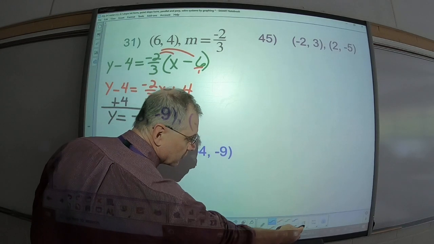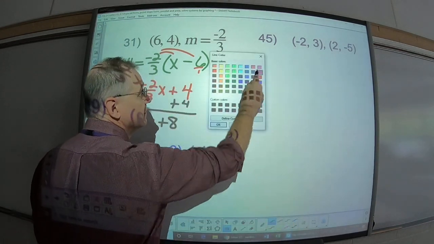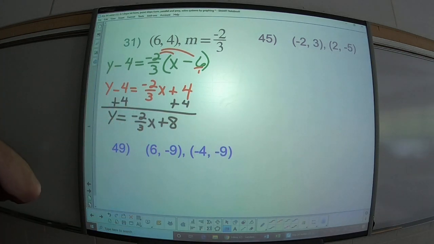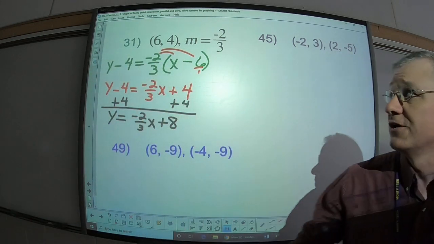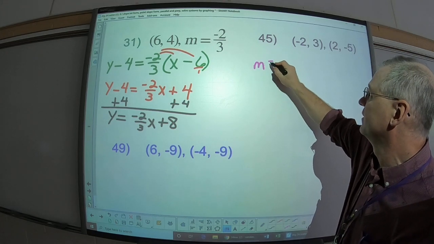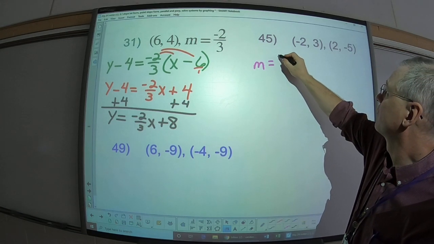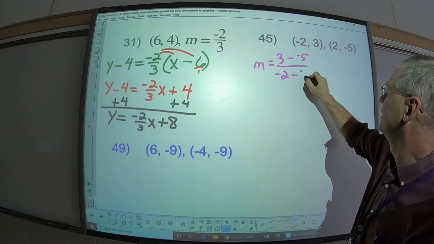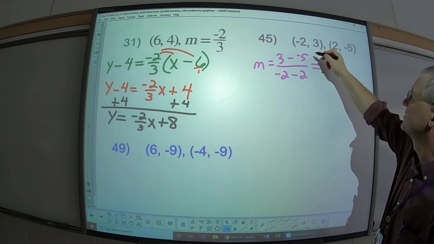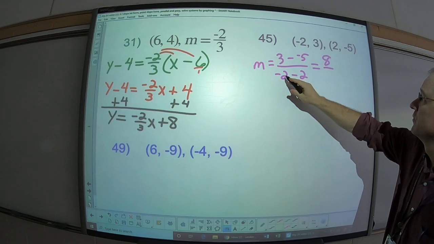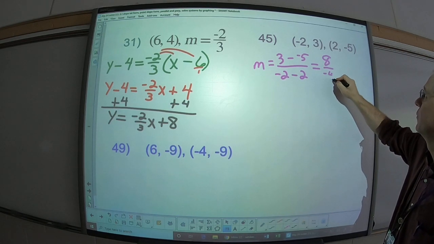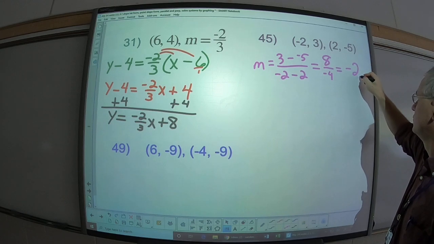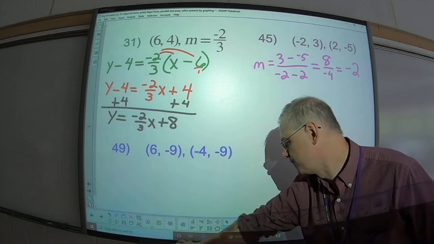Our next problem is two points. So I'm going to have to find the slope of the line first. 3 minus negative 5 over negative 2 minus 2. So minus a negative is plus a positive, which gives me 8 over negative 4, which reduces to negative 2.